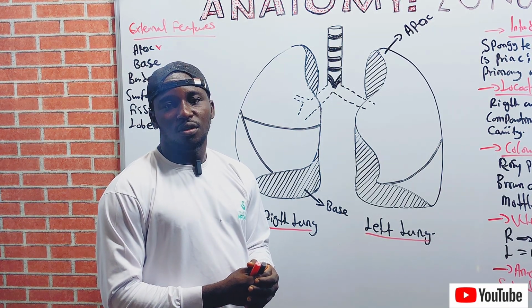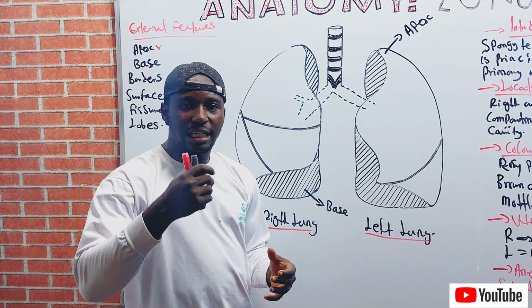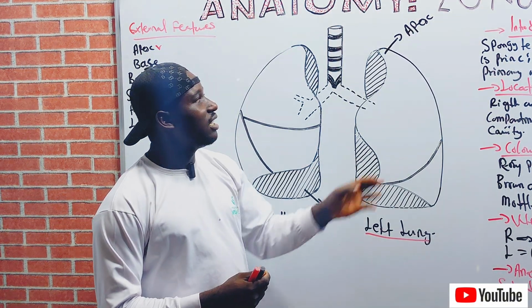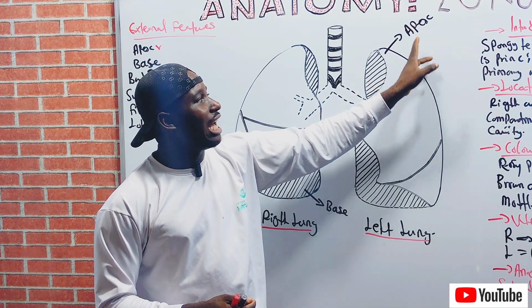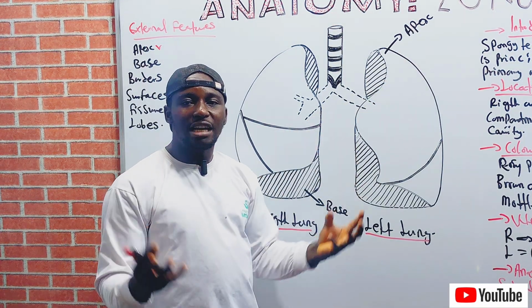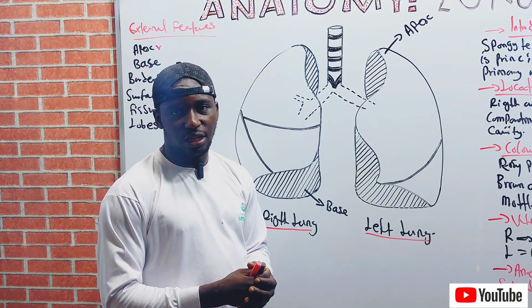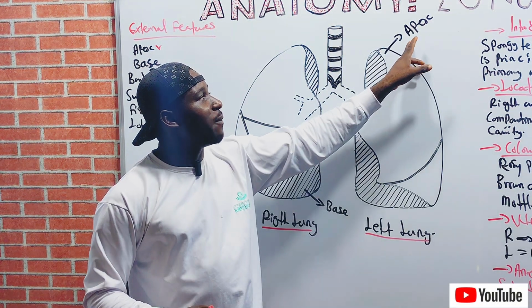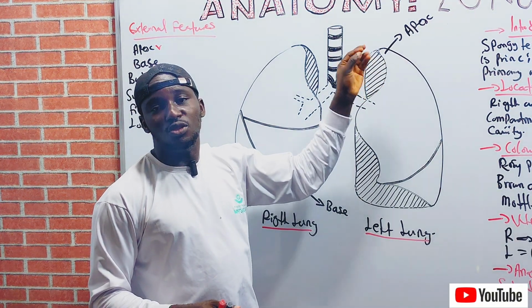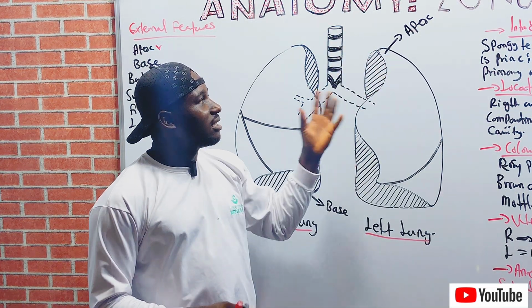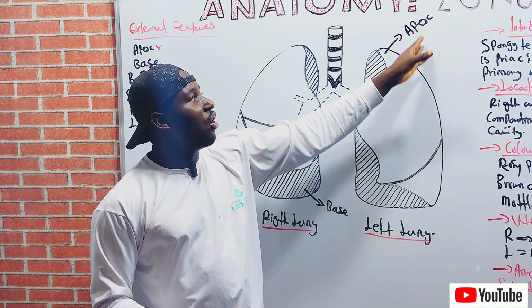the third of the clavicle. And this lung apex is usually covered by the cervical pleura and the suprapleural membrane. So that is all about the lung apex.